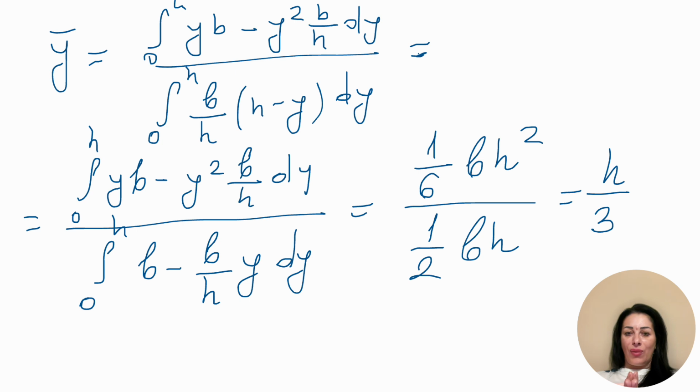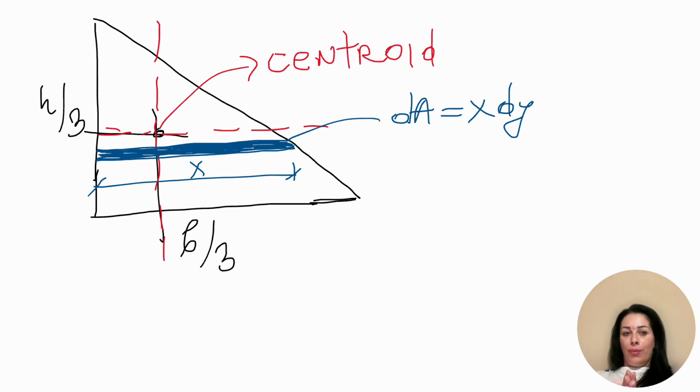So how to solve this? When we are solving this, we will have the integral from 0 to h of y times (b minus b over h times y) dy, over the integral from 0 to h of (b minus b over h y) dy. Solving the integral, we will obtain bh squared over 6 over bh over 2, which in this case is h over 3. The same situation for x, but in this case we will obtain that x is equal to b over 3. So that was an example for a triangle.